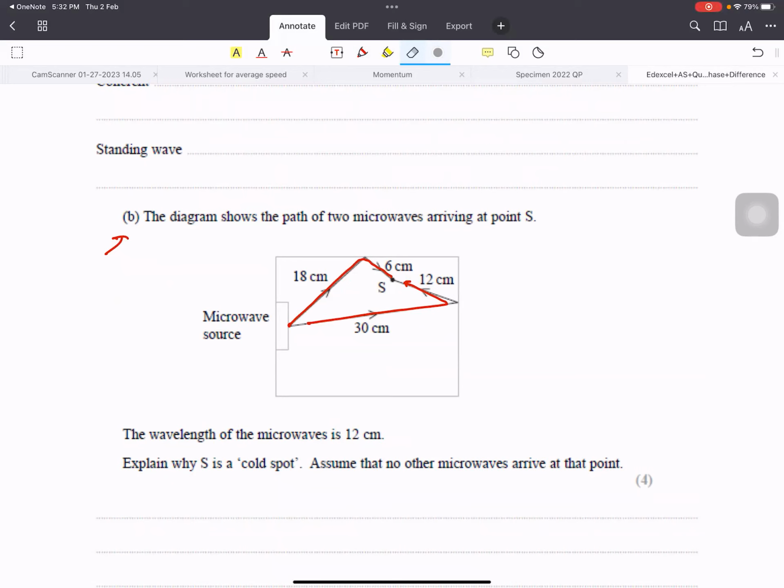Do you understand? And obviously, if they ask why S is a cold spot, cold spot means there is going to be destructive interference, so you explain that at this point the path difference is a half wavelength. This means destructive interference, which means both waves have a 180-degree phase difference and they cancel out each other.